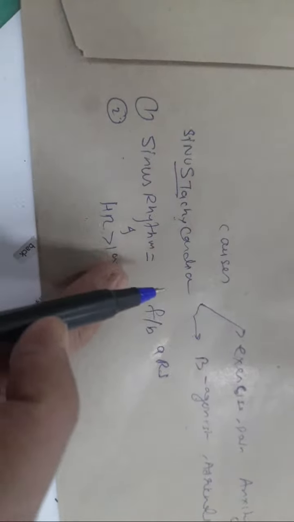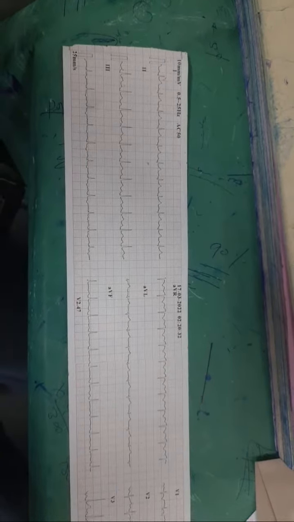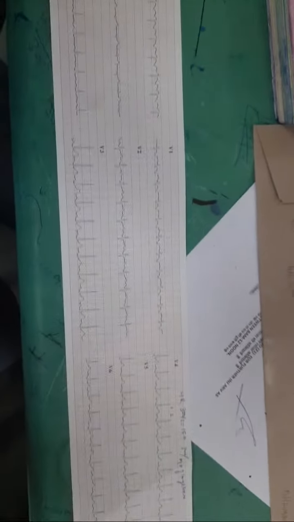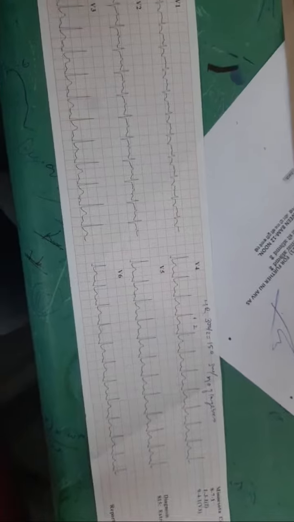So I told you the treatment, I told you the causes, pharmacological and non-pharmacological, and I told you how you will identify. And this is the ECG of sinus tachycardia. You can take a screenshot of how it looks. So this was a brief video about sinus tachycardia, how the patient presented, and the heart rate was 150.